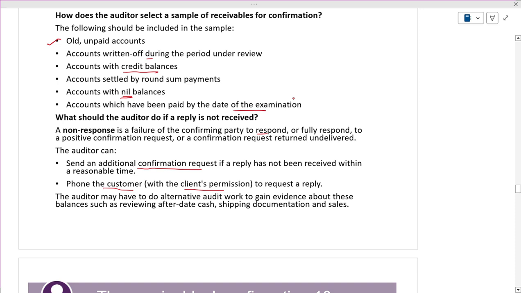The auditor may have to do alternative work to gain evidence about the balances, such as what we have received after the date: cash, any shipping documents or any sales. It means if you are not getting the confirmation, you should have an alternative. You have to think about alternative procedures, how we can provide sufficient and appropriate evidence.